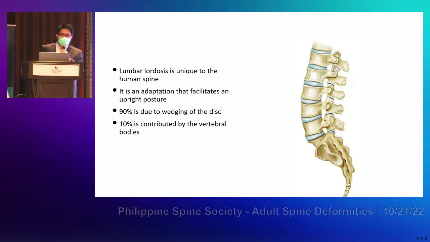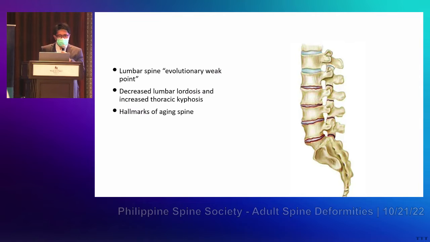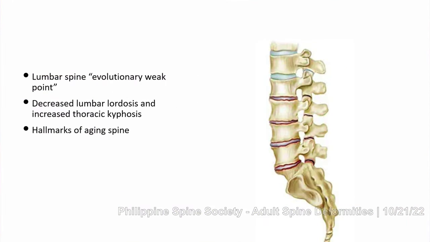Lumbar lordosis is unique to the human spine. This allows us to walk in an upright posture with little effort. The majority of the lordosis comes from the intervertebral disc, and the rest is provided by the shape of the vertebral body. The lumbar spine is said to be an evolutionary weak point of the vertebral column because it is the first to be affected and the most commonly affected by degenerative changes.